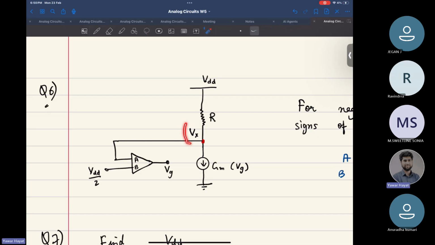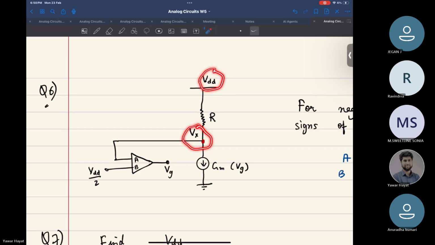For that, first you need to find what is this Vx, right? How much is this Vx? Am I audible? Yeah. So how much is this Vx? And this Vx would simply be VDD by 2, right? Virtual short. So if this is VDD by 2, this is VDD, right?